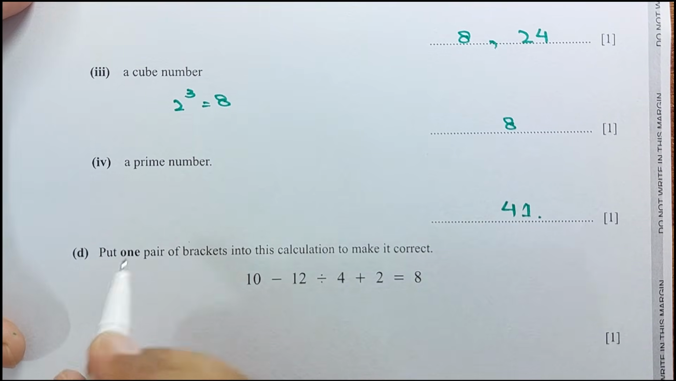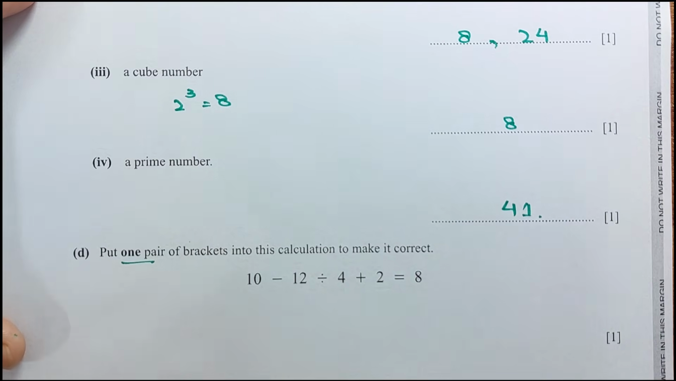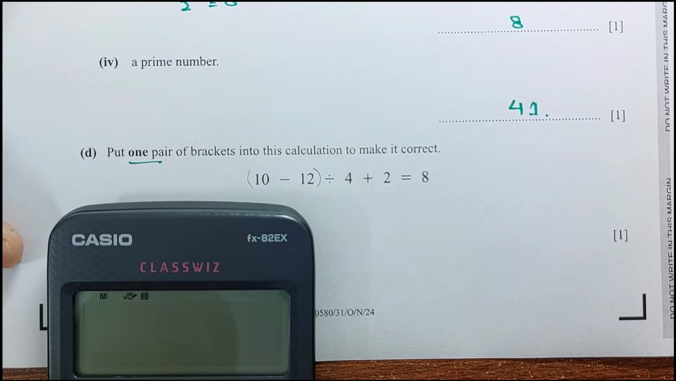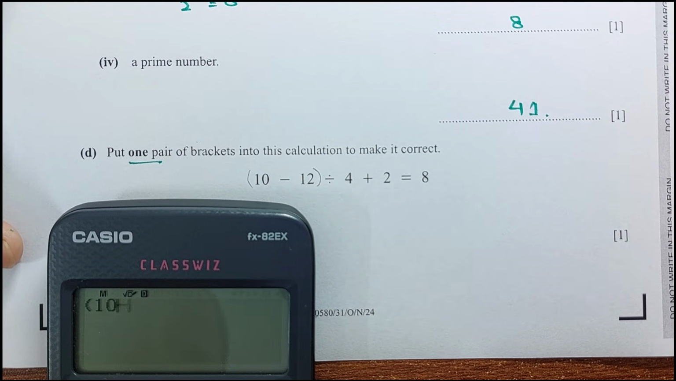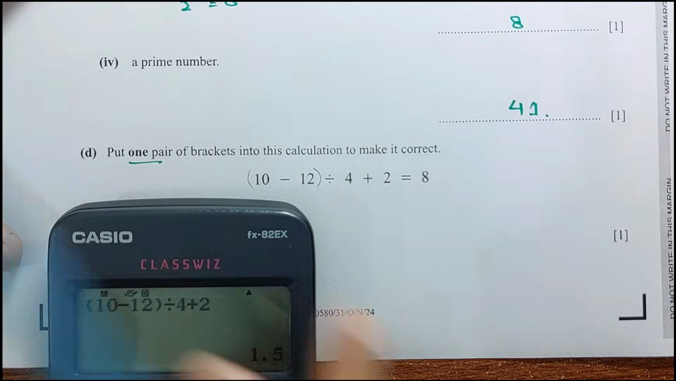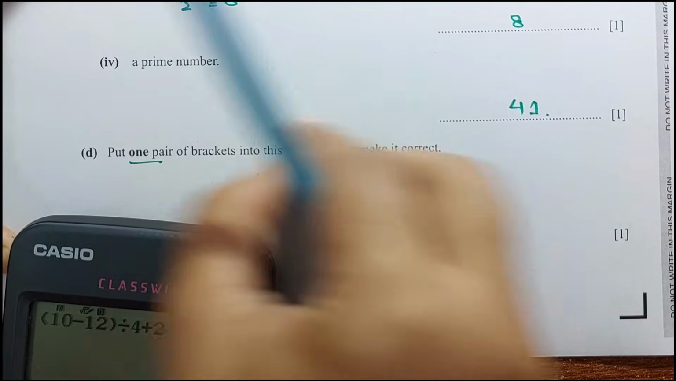Now for D part, put one pair of brackets into this calculation to make it correct. Okay, let me see, guess and check. If you put the brackets on the first 2 numbers, all right, let me show you. Bracket 10 subtract 12 divides 4 and plus 2. No, it's not equal to 8. Doesn't make sense.